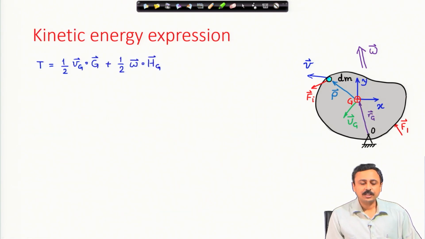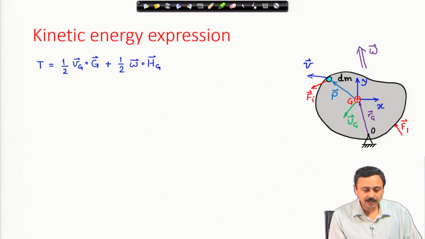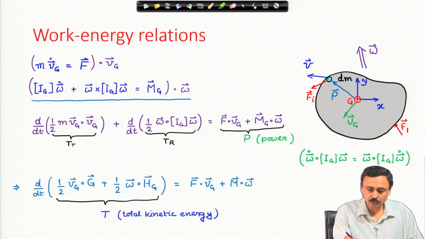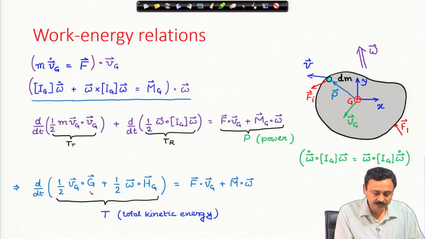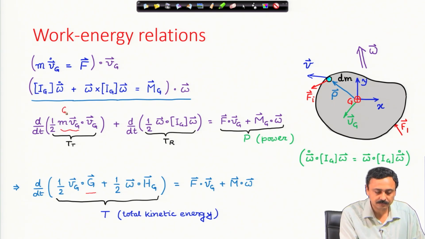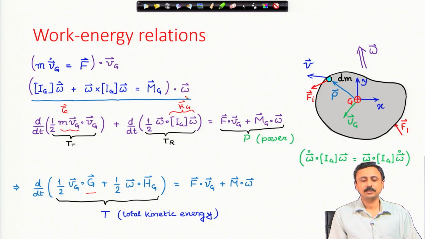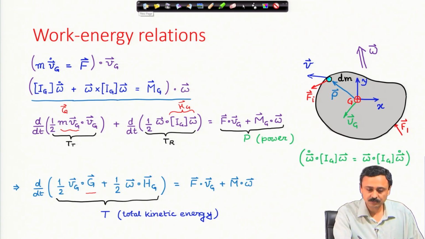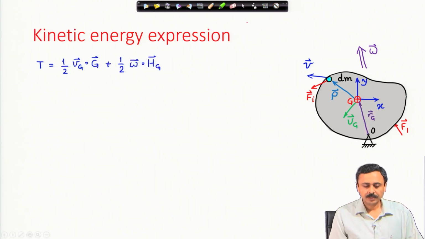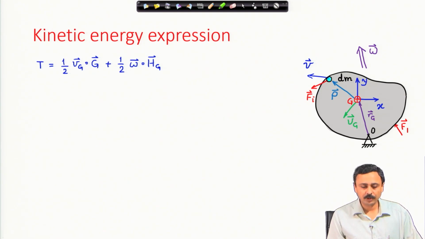Thus, our kinetic energy expression is now written in terms of linear momentum and angular momentum. This I have shown here. I have expressed it in terms of linear momentum of the center of mass, and angular momentum about the center of mass, and that is what I have used for the kinetic energy of the body.